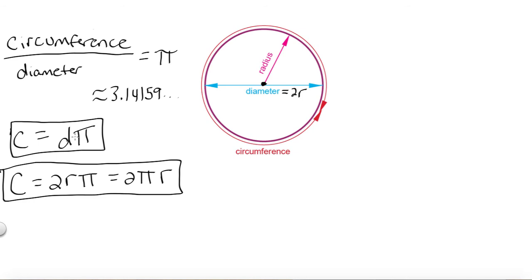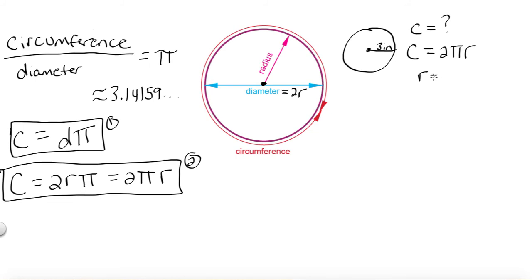So let's look at some examples. Let's say I have a circle with a radius of 3 inches. I want to find the circumference. So we are looking for the circumference. If I am given the radius, am I going to use formula 1 for circumference or formula 2? I am going to use formula 2 for circumference because it is in reference to the radius. So I'm going to use circumference is equal to 2 pi r.